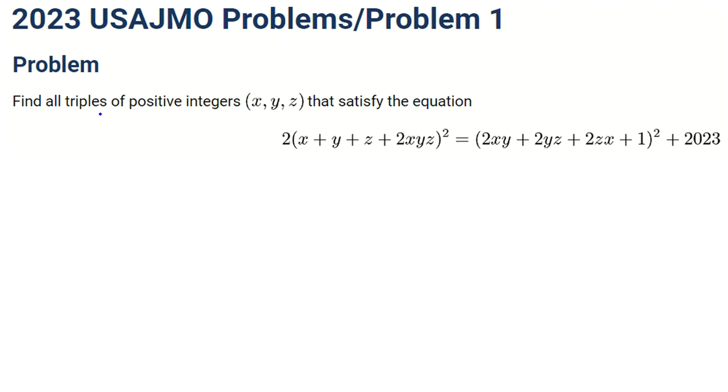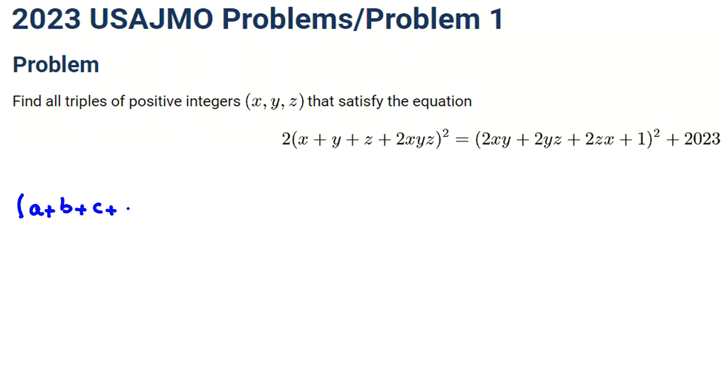Okay, let's start. Find all triples of positive integers x, y, z that satisfy the equation: 2 times (x plus y plus z plus 2xyz) whole squared equals (2xy plus 2yz plus 2zx plus 1) whole squared plus 2023. We have a sum of 4 terms whole squared, so first you should know this.